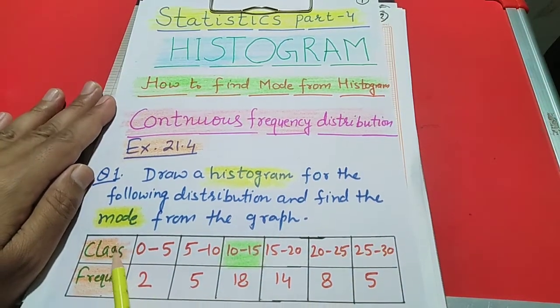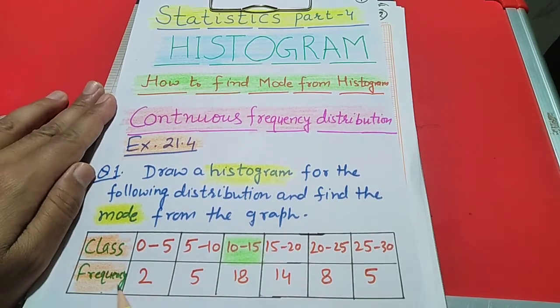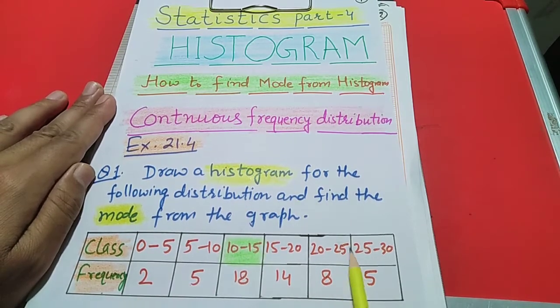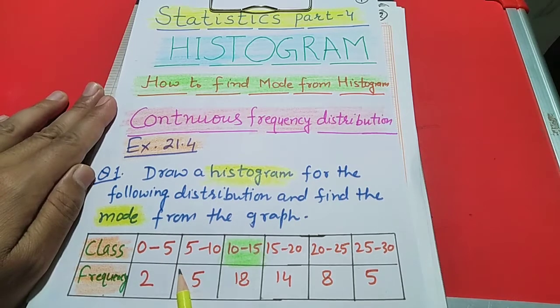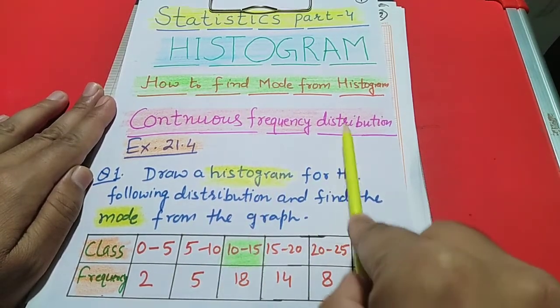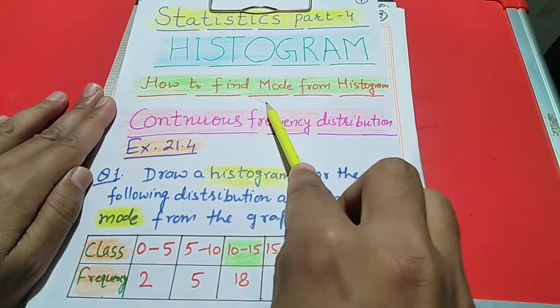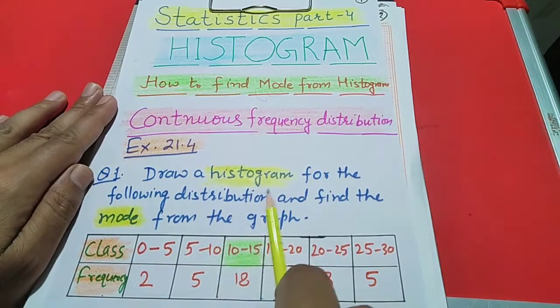Identify classes like this: continuous intervals will be given to you, and the frequency of each interval is also given to you. This is called continuous frequency distribution. Such a distribution will be given to you, and you have to find the mode by using a histogram. So start from this question.